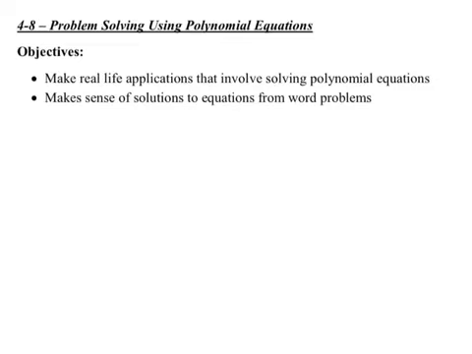So that's what that second bullet means. Make sense of solutions. Is that clear? So if you get a negative amount of money for something, either A, you did something wrong, or B, you have to reject that solution and only use the other one that you got. All right, let's go.